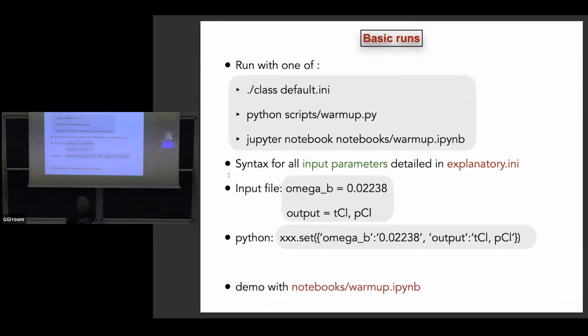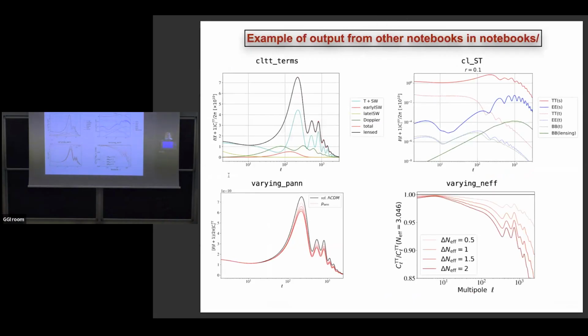And so I showed you what the warm-up module does, and what I hope is that for many of your applications, you would find an already existing notebook that would be your starting point. So I show you what is the output of the most useful notebook, and you will see that many of them are things that you have seen in the lectures before. So for instance, this notebook CLTT terms shows you how to decompose the total temperature spectrum in its different contributions. CLST is the one showing all the spectra for temperature and polarization of scalars and tensors.